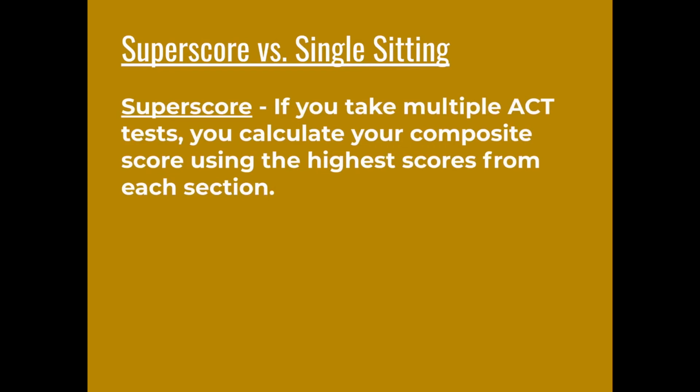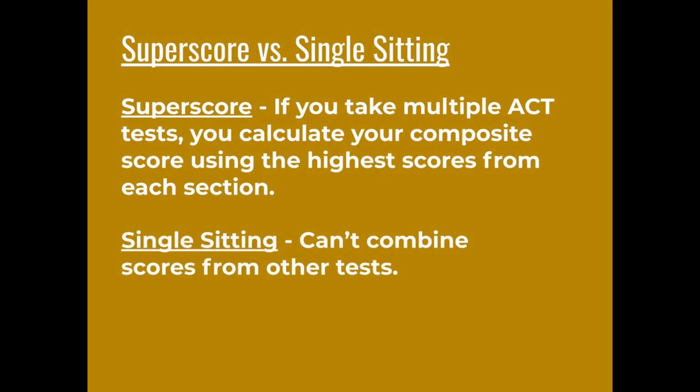Now we're going to talk about single sitting tests. It works kind of like the opposite of the super score. You can't combine scores from other tests. If you take one test, that's your final score. You can't combine the highest scores from other sittings like you can with the super score.